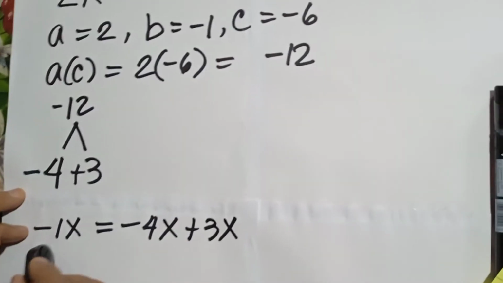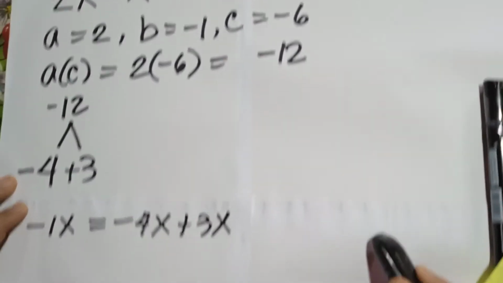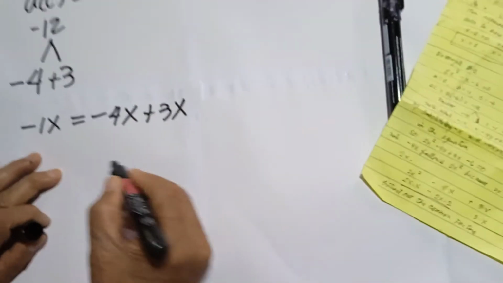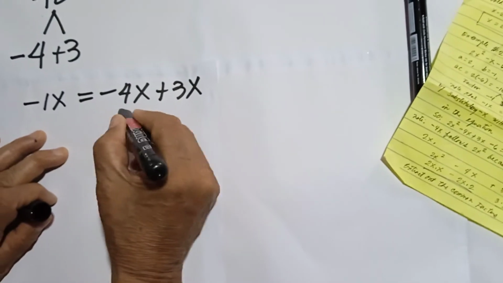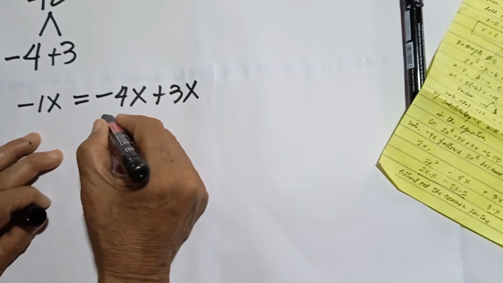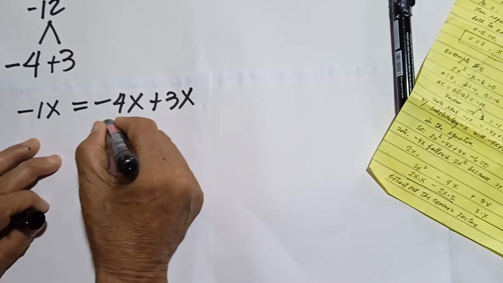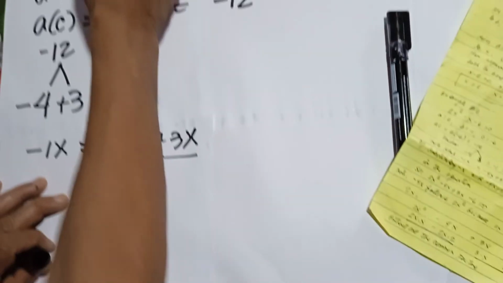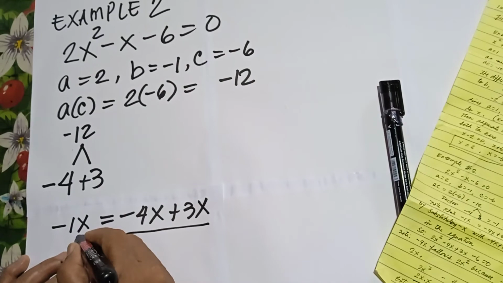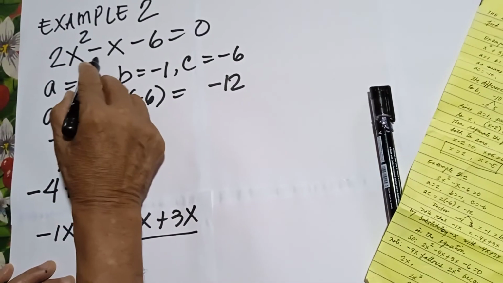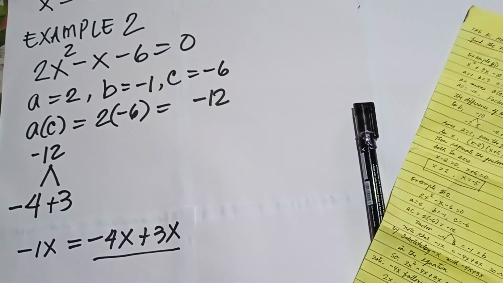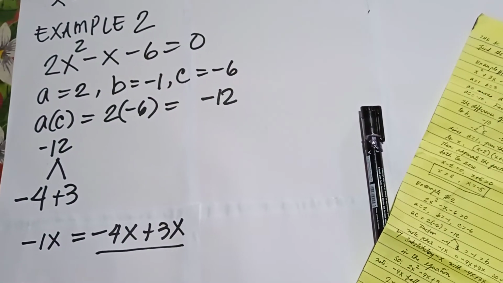So that is negative 1x equals negative 4x plus 3x. So they are equal. So we will use negative 4x plus 3x in place of negative 1x in 2x squared minus x minus 6 equals 0. So we change that. We regroup.